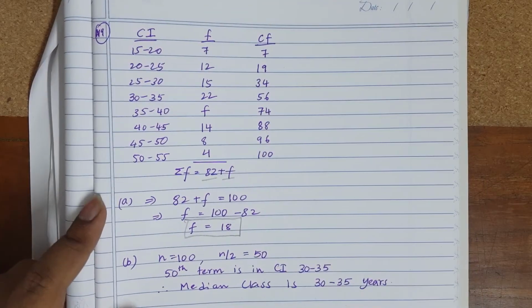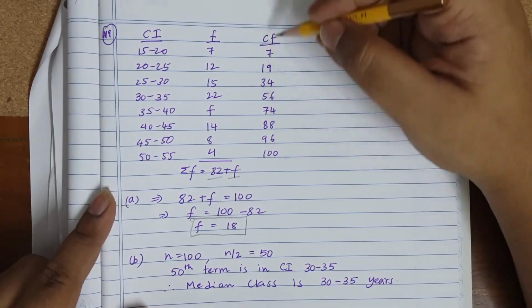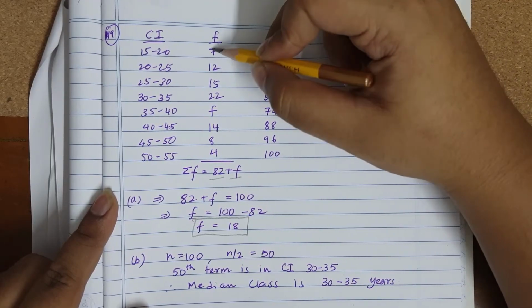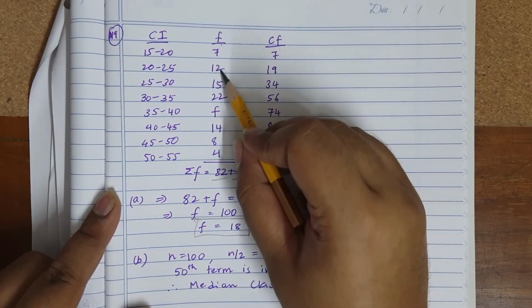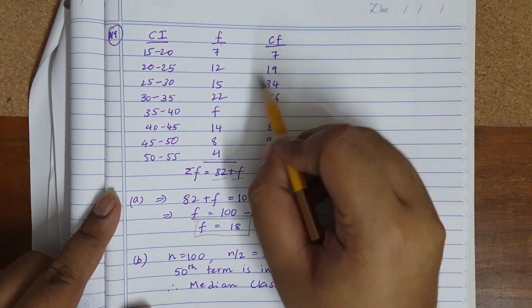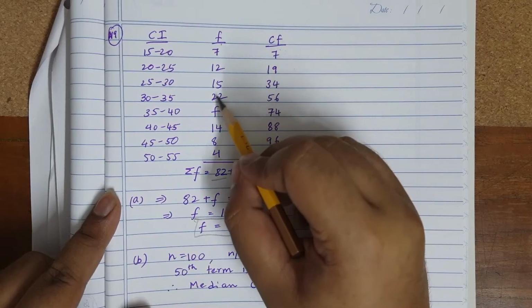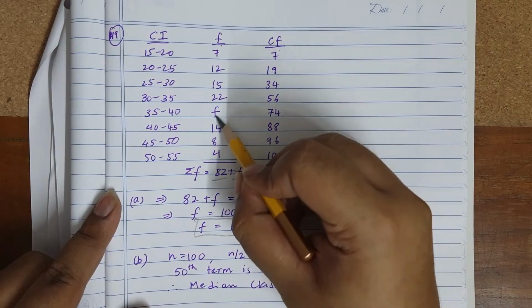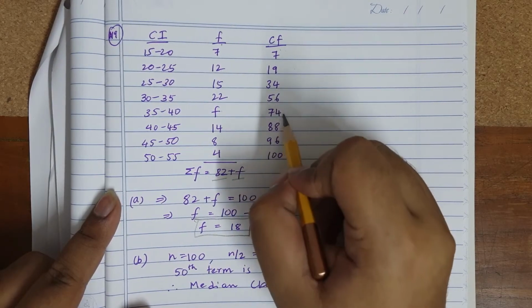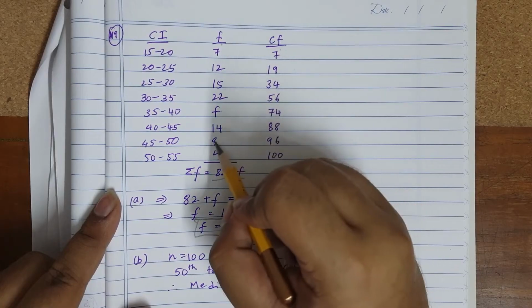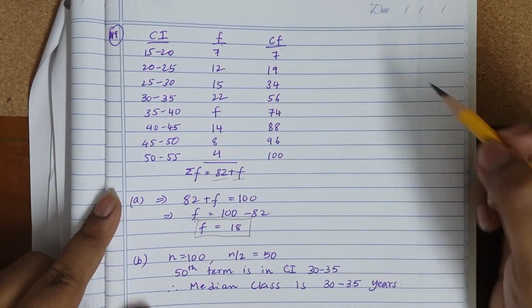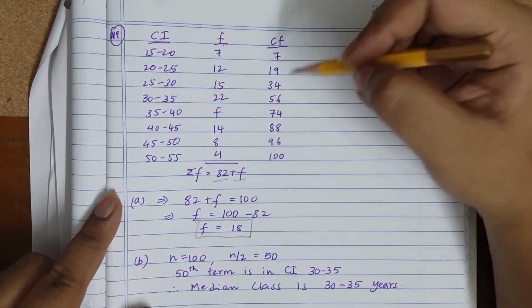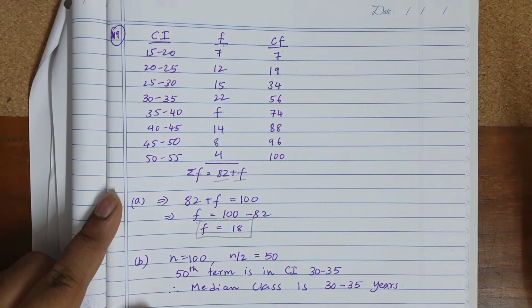Now to find the median class, you have to calculate the cumulative frequencies. Looking at the frequencies, the first CF is the same, 7. Then the next CF is 7 plus 12, 19. Then 19 plus 15, 34. 34 plus 22, 56. 56 plus, now I know that the F value is 18, so 56 plus 18 is 74. 74 plus 14, 88. 88 plus 8, 96. 96 plus 4, 100. So these are my cumulative frequencies. Now I have my data arranged in ascending order and I have all my frequencies and cumulative frequencies.